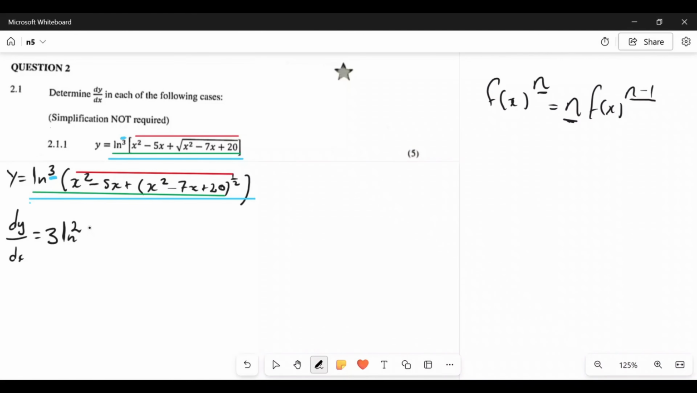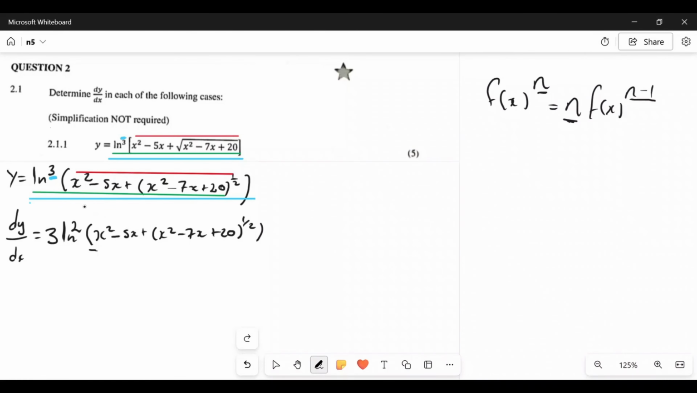There we go. And then you write everything inside there, guys. It's going to be x squared minus 5x plus, and then open bracket, x squared minus 7x plus 20 to the power of half. You close the bracket because you have these brackets there. There we go. Then we are done with the one in blue.